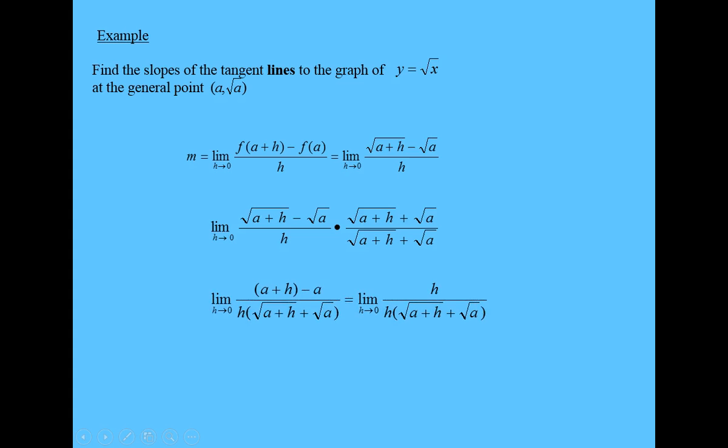When we multiply that all out, remember the first two multiplied together in the numerator would give us a plus h. The two middle terms cancel each other. Then we'd have negative square root of a times square root of a gives us negative a. The a's cancel in the numerator. Now we can reduce the h's. And now we can use direct substitution. And notice we have 1 divided by 2 times the square root of a. We can now find the slope of the tangent line wherever we would like to for this function.